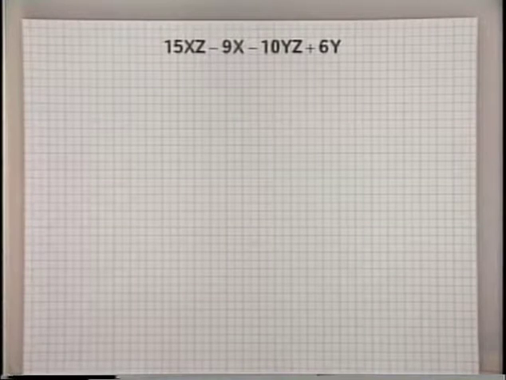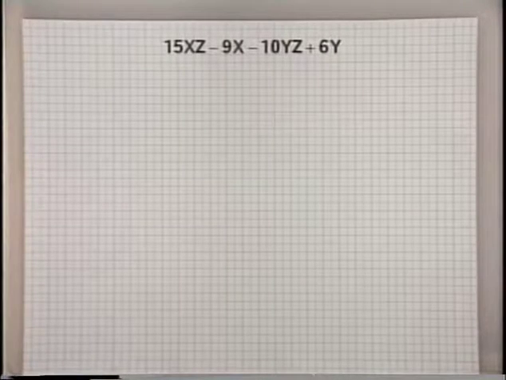15xz minus 9x minus 10yz plus 6y. Looking at this polynomial, I do not see a greatest common factor. Since there are 4 terms, I know that I will need to try grouping to work this problem. Recall that when you set up your groups, you want to be very careful that when you insert parentheses, you do not change the problem as it's written.